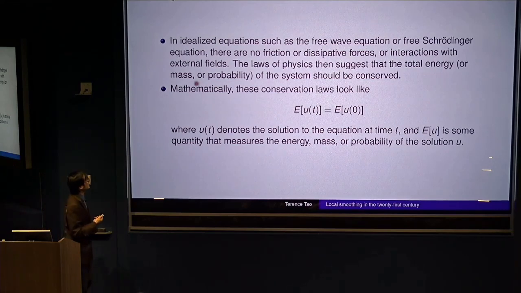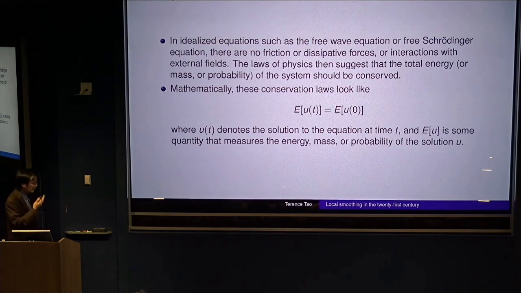Mathematically, what that means is that your solution, your wave, is called u, and at every time t your wave has a certain profile, u of t. u of 0 is the initial state of the wave, and u of t is the state at some later time. Every state of the wave gets assigned some number called the energy, and the law of conservation of energy says that the energy at time t is always equal to the energy at time 0.